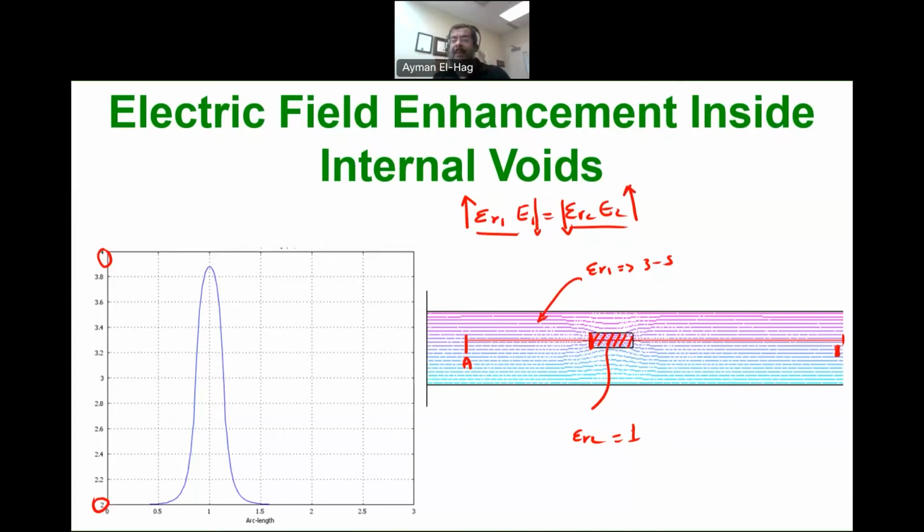Add to that, the breakdown of air is much less than the breakdown of the bulk of the dielectric material. So if the electric field E2 reaches the breakdown level, which is 22 kilovolt per centimeter RMS, or 30 kilovolt per centimeter peak, then you will start to have discharges. Let's now take a closer look at why we have this pattern of discharge that we have shown in the clip.